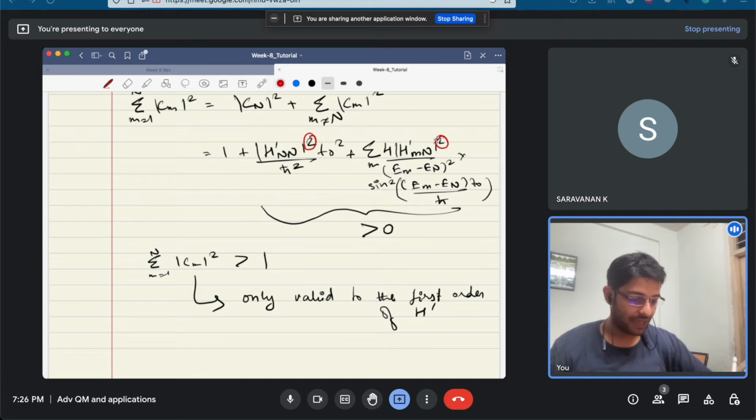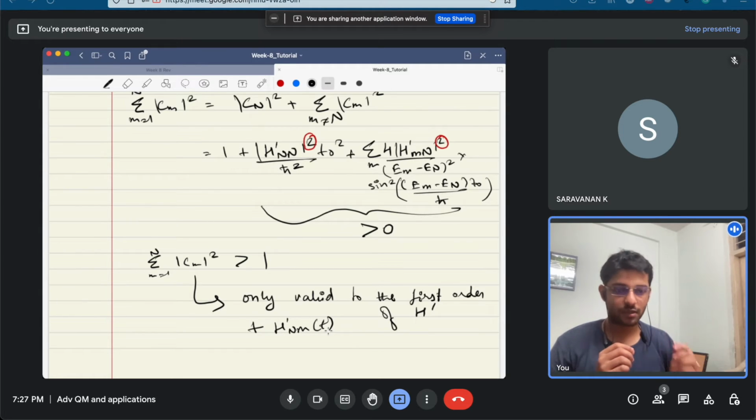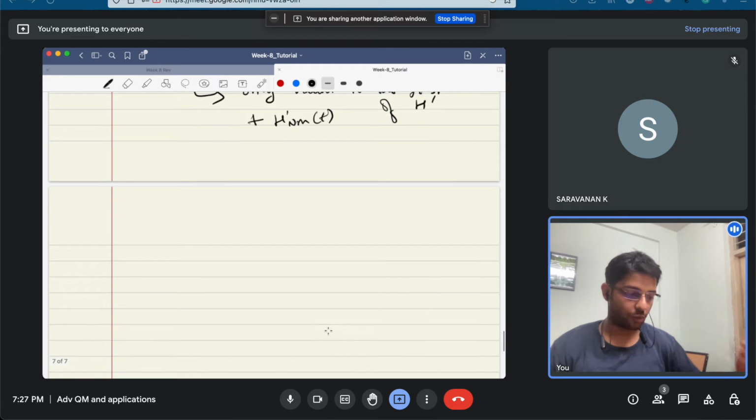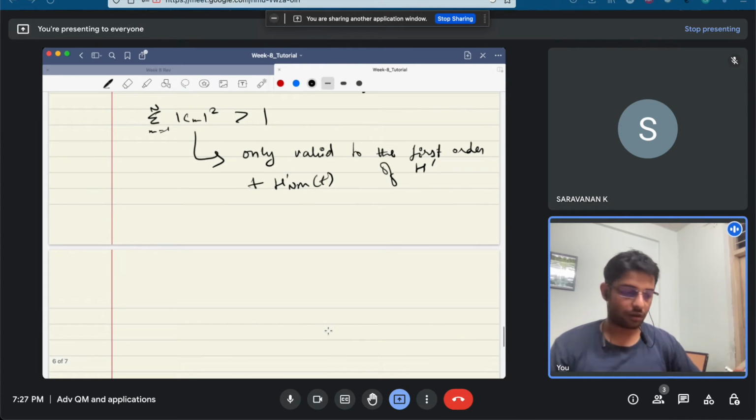And if there are only H prime, let's say only H prime nm, with no mod square, and it's still in plus, so let's say it is positive, then since this is a function of time, you have to actually renormalize the function at every time step and redo the calculation all the time. So that makes it a lot more complex. Normally we get H prime mod square and not H prime, but if one gets H prime, then it can get complex.